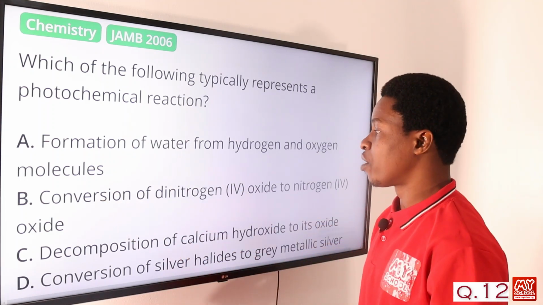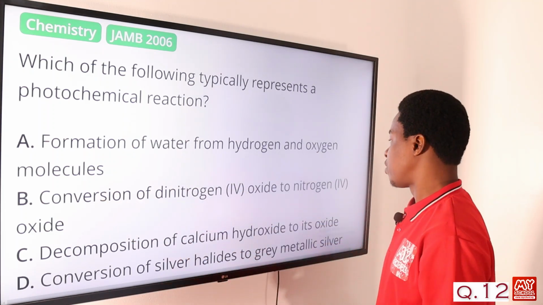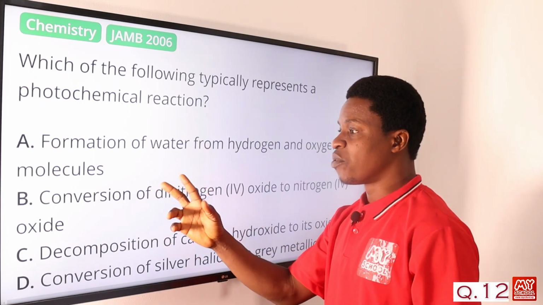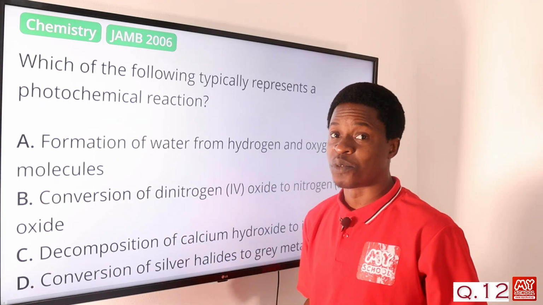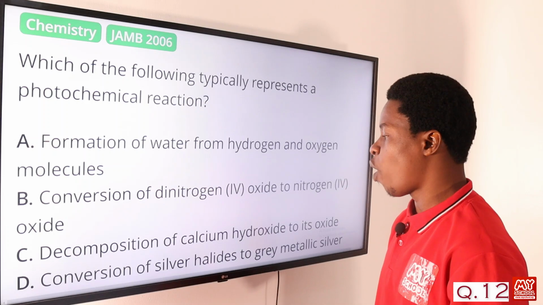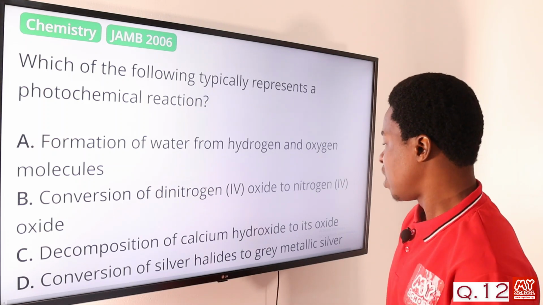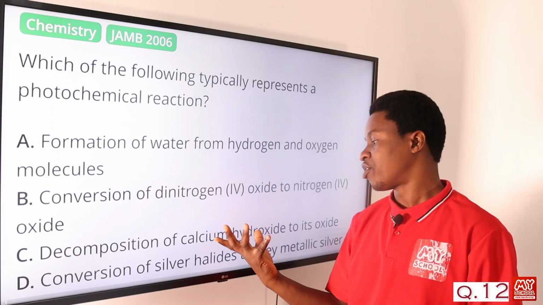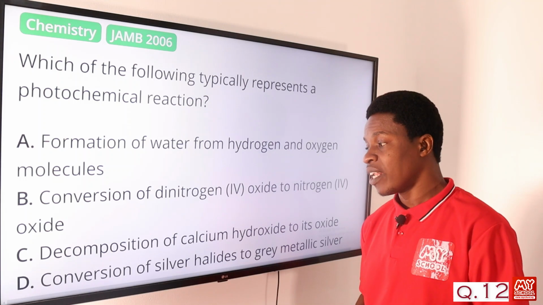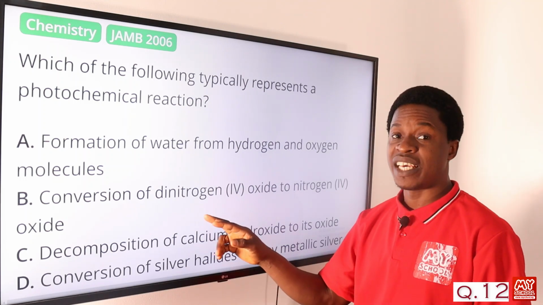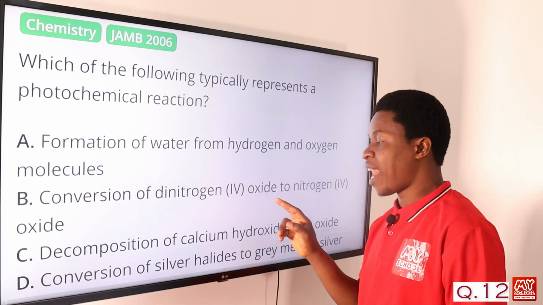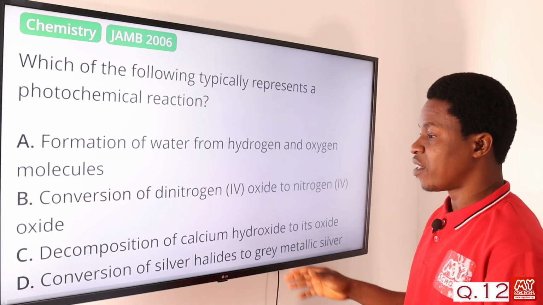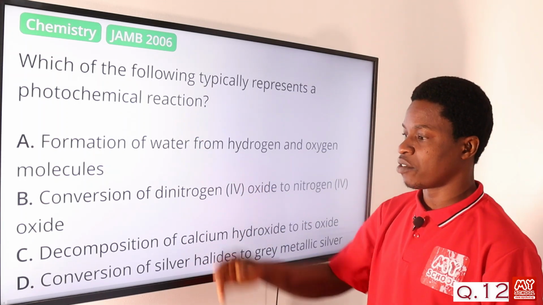Option B says conversion of dinitrogen tetroxide to nitrogen dioxide. I think that is a simple reaction that does not require light also. Option C says decomposition of calcium hydroxide to its oxide. When you decompose calcium hydroxide, Ca(OH)2, you apply heat to it and you have calcium oxide plus the other product being formed there. So this one does not require a photochemical reaction. Let's look at option D.